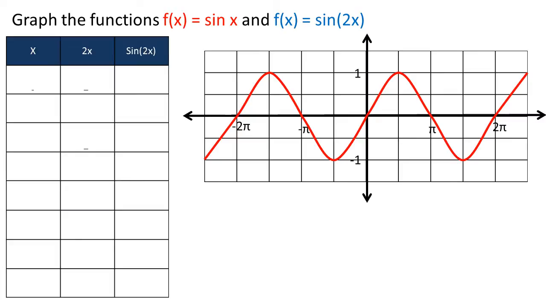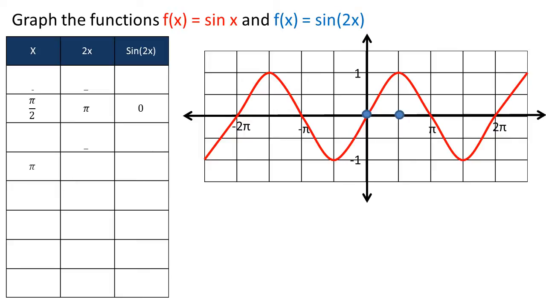Now, every time we graphed sine, we used the same x values. We use 0, pi over 2, pi, 3 pi over 2, and 2 pi. So that's what I'm going to do here. Sine of 2x, well, 2 times 0 is 0, and the sine of 0 is 0. So the first dot is still on 0, 0. Then over on the table, if I plug in pi over 2, well, 2 times pi over 2 is just pi, and the sine of pi is 0. So the x and y coordinates are pi over 2, 0, which is right there.